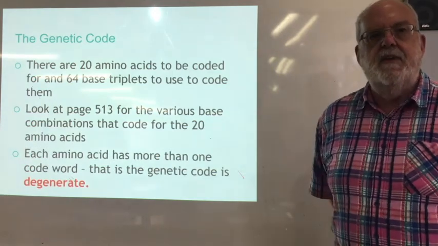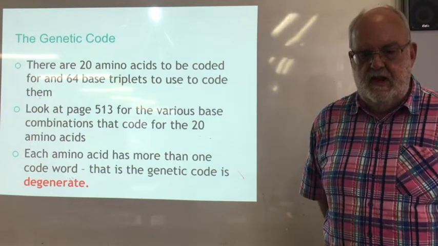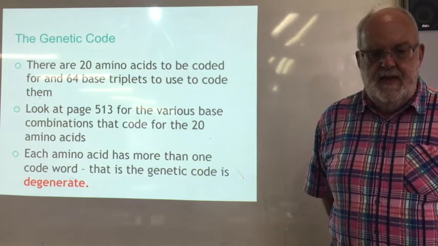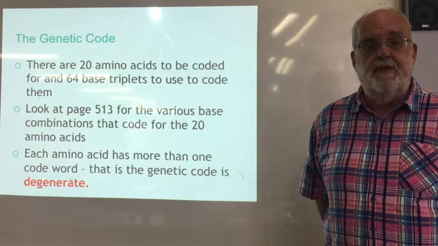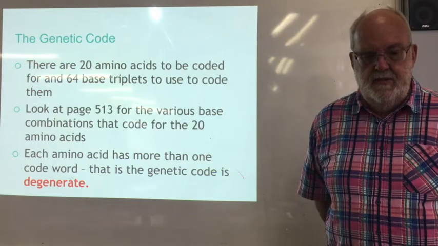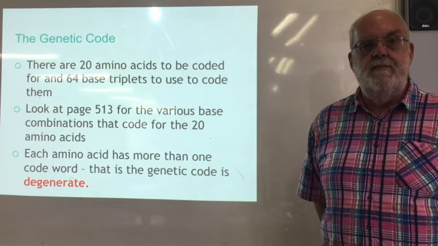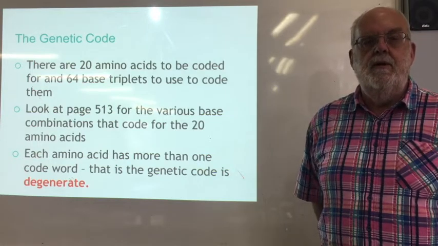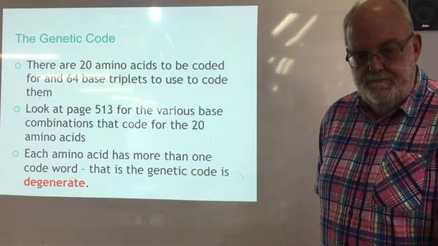I said just now that each amino acid has more than one code word. We just looked at the example of valine. And the phrase which defines that, when it's not one specific sequence of 3 bases, is that the code is degenerate. And degenerate in this case simply means there are more than one possible sequence of bases to code for any particular amino acid.